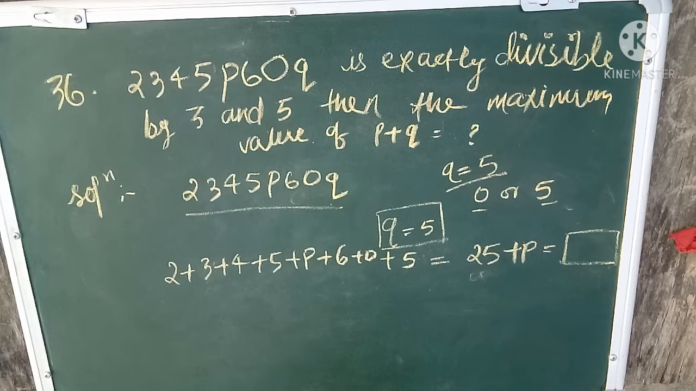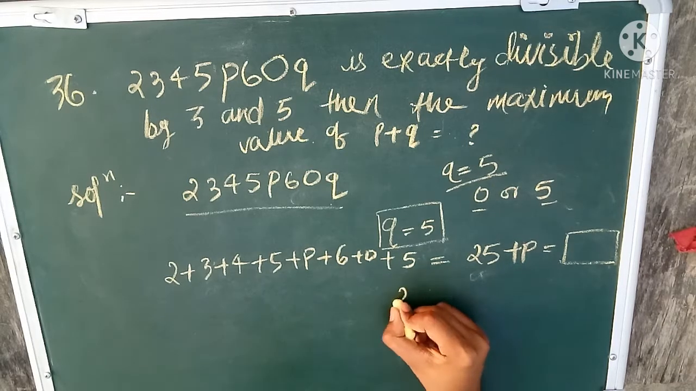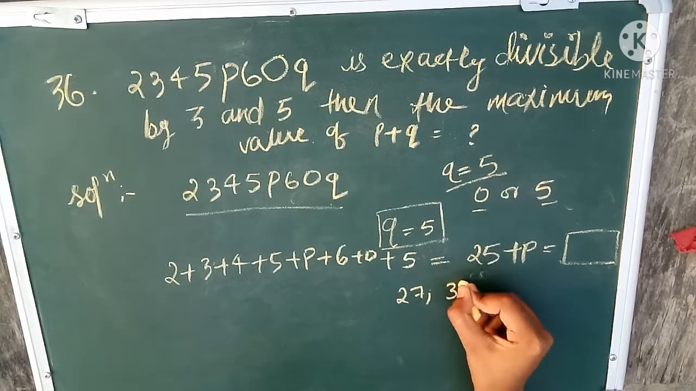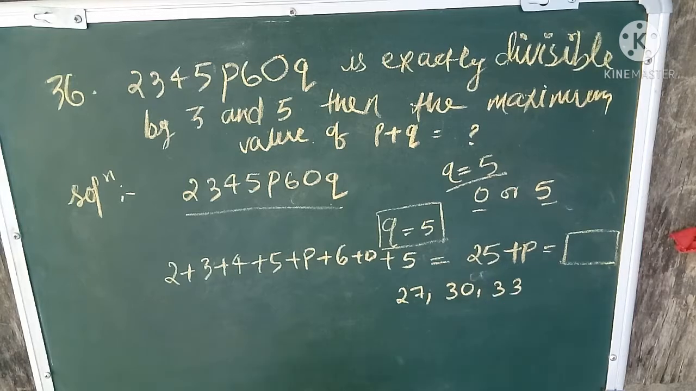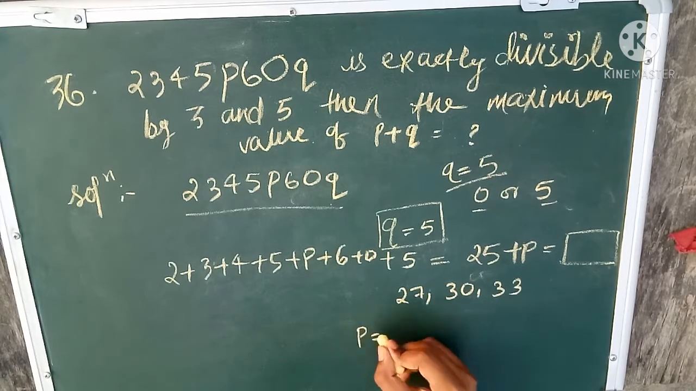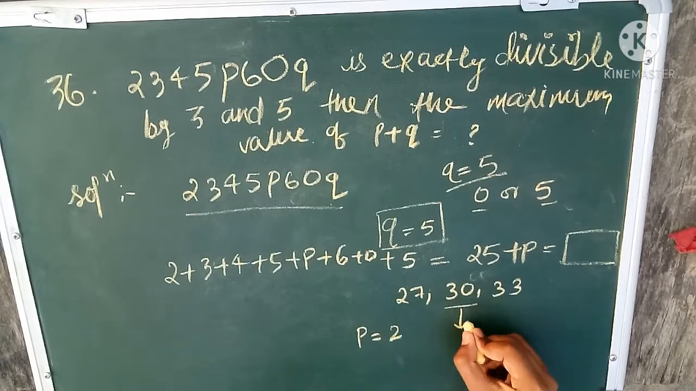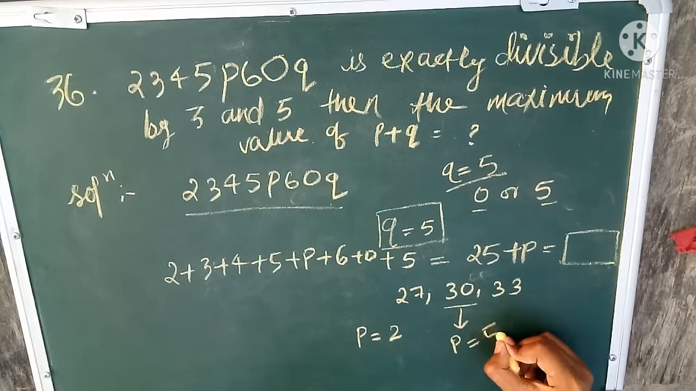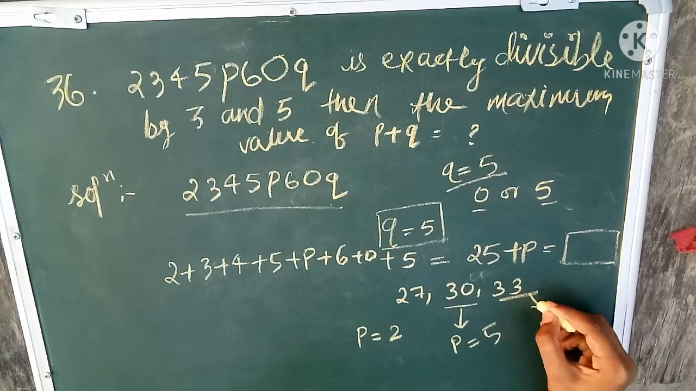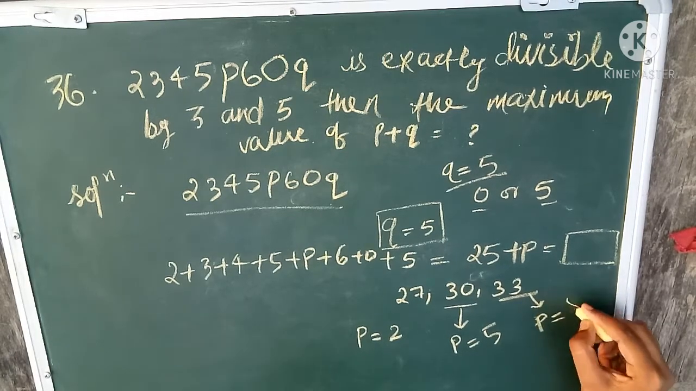From here we can find the value of P. We need to find out a number which is greater than 25 and is divisible by 3. So the numbers which are greater than 25 and are divisible by 3 are 27, 30 and 33. So for 27 we need to put the value of P equal 2. For 30 we need to put the value of P equal 5, and for 33 we need to put the value of P equal 8.